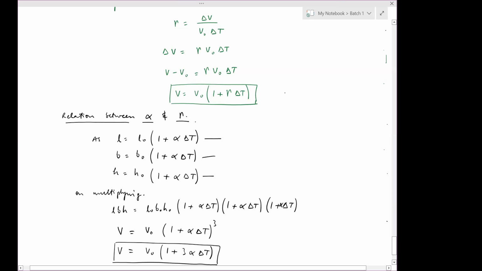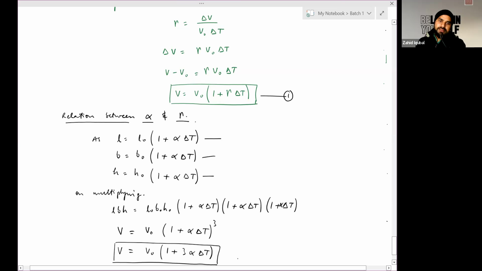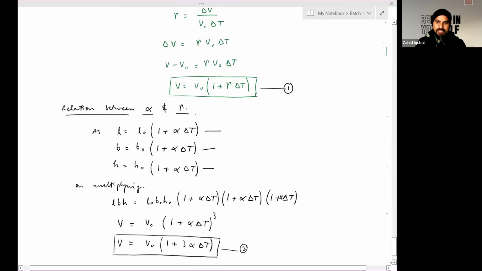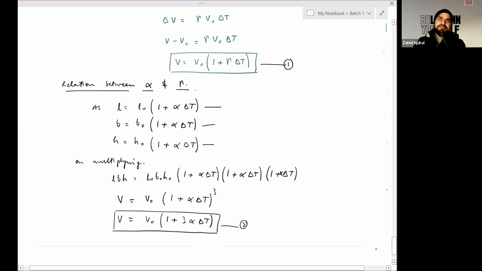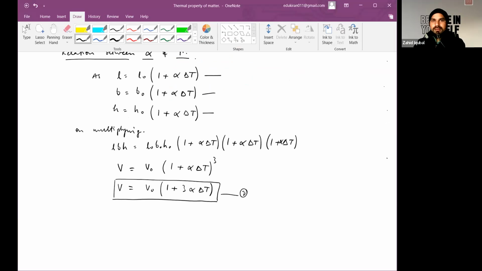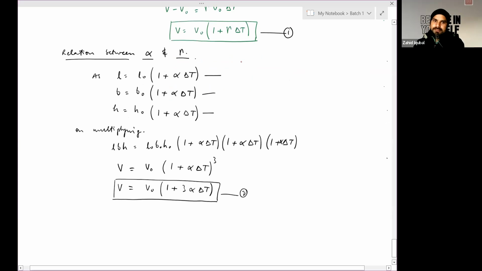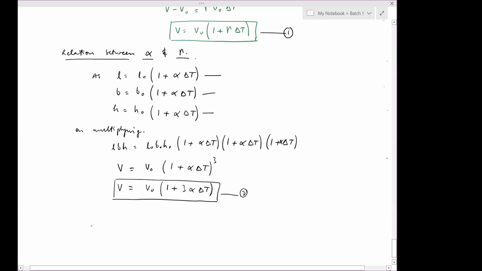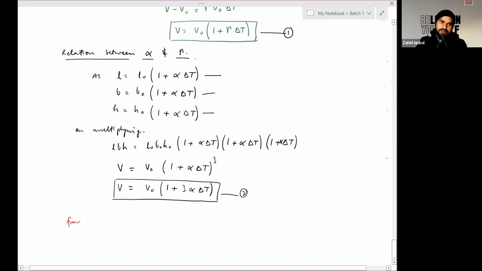Now just compare equation first and equation second. So what will be the value of gamma related to alpha? Alpha is equal to gamma by 3. Good. So from equation first and second, we can say gamma will be 3 times alpha, or alpha equals gamma by 3.